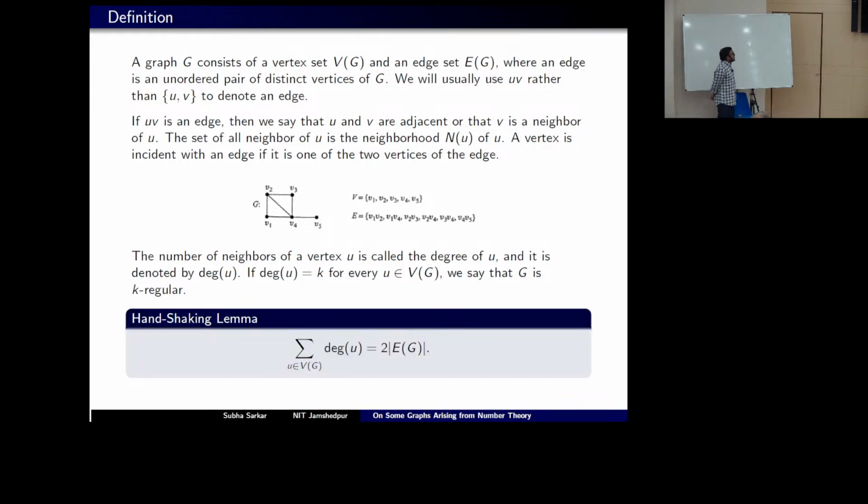Now this is the famous handshaking lemma, which says that if you take the sum of all the degrees, it will be equal to twice the number of edges. If you just calculate here, the degree of V1 is equal to 2, the degree of V2 is equal to 3, the degree of V3 is equal to 2, so it adds up to 7, then the degree of V4 is equal to 4, so 11, and plus the degree of V5 is equal to 1, so 12. The left hand side is 12, the right hand side is also 12 because there are 6 edges.